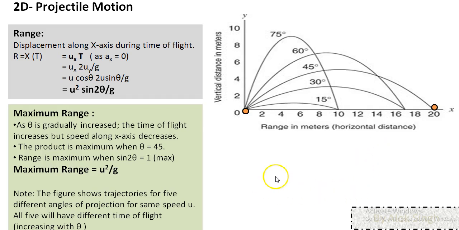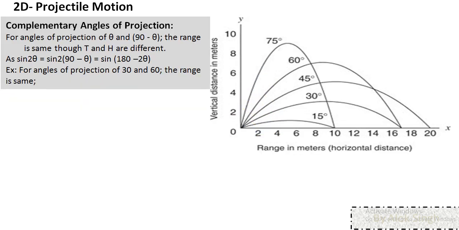We also see in this figure, so again just to reiterate, what are these figures? In these figures, the speed of projection is same, angle of projection has been changed. So 15, 30, 45, 60 and 75. So progressively the angle of projection has increased. So it shows the path followed by the projectile for 5 different angles of projection for same speed. All 5 will have different time of flight. As the theta will increase, the time of flight will keep on increasing.